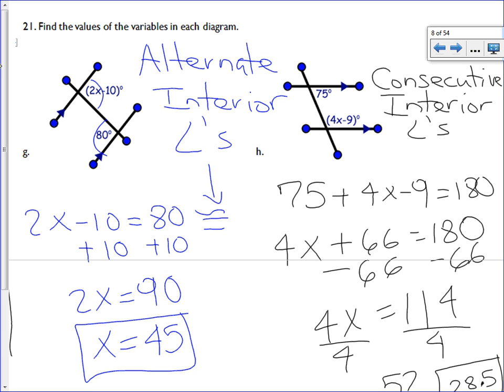All right, so 75 plus 4x minus 9 equals 180. Combine like terms, 4x. What's 75 minus 9? 66. Subtract 66 from both sides. 114. And once you divide, you still end up with that decimal answer. So x is 28.5, and this is problem 21H, G and H.